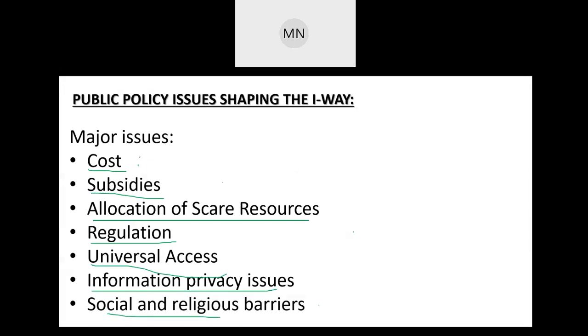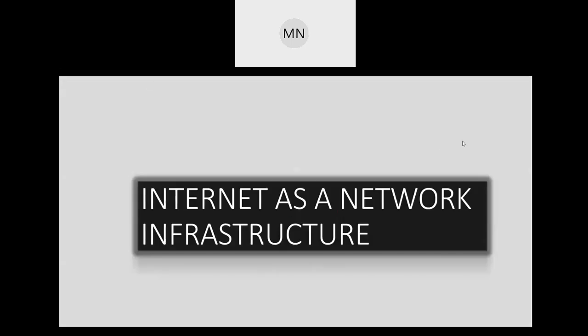So these are the different components and the different issues that are shaping the highway. Next topic: now we have seen the components of the information highway, in which the network has to be used as an infrastructure. Among the different kinds of infrastructures and technologies used, now we will see how the internet is used as a network infrastructure.